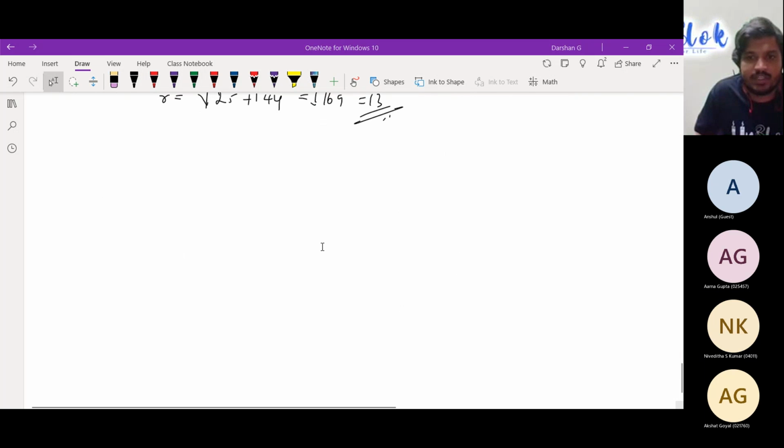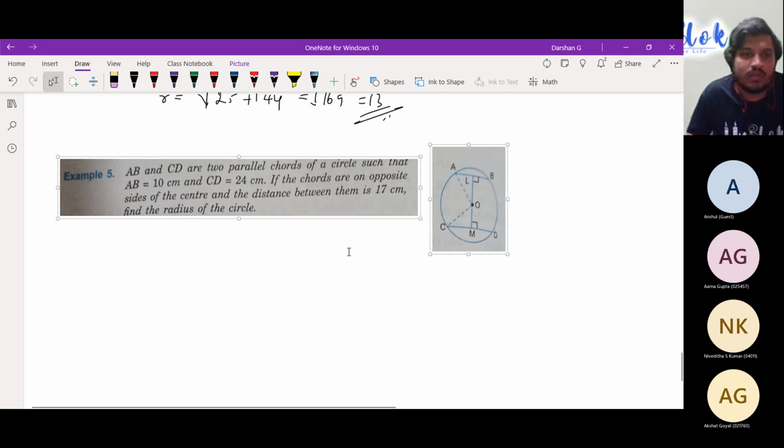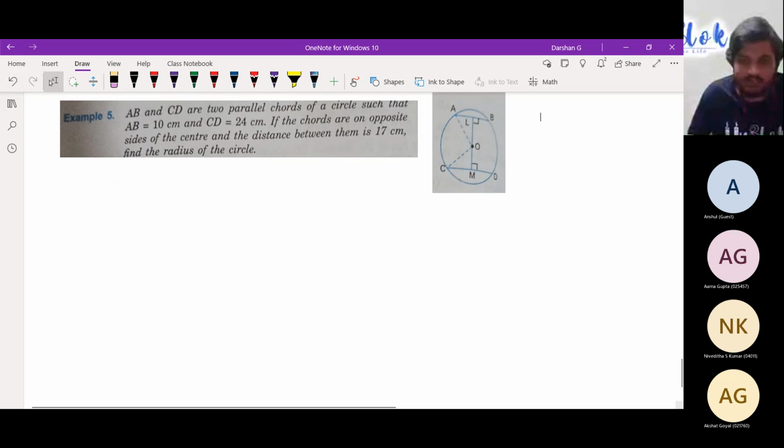Okay, I got it. Great. So I think we'll start with the next question. AB and CD are two parallel chords of a circle such that AB equals 10 and CD equals 24. If the chords are on opposite sides of the center and the distance between them is 17 centimeter, find the radius. I'll give 4 minutes, please find it faster.